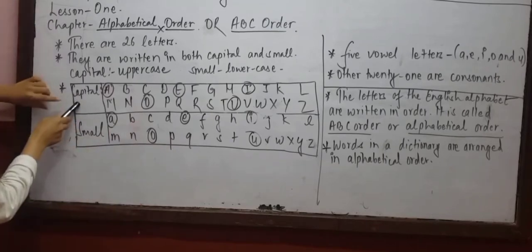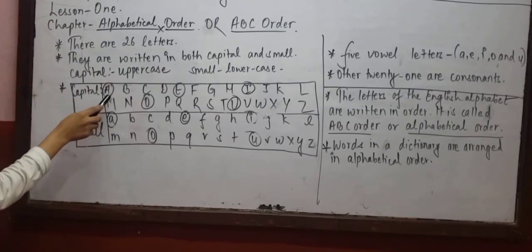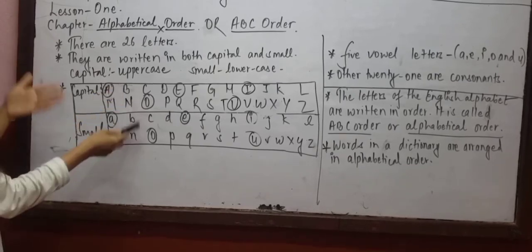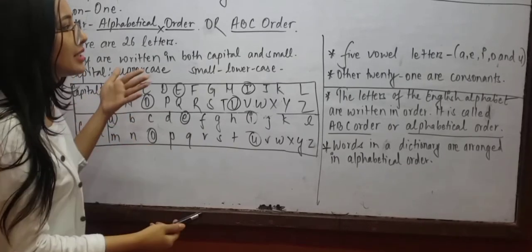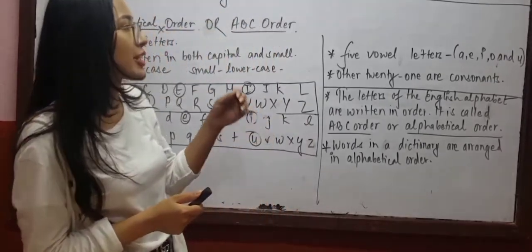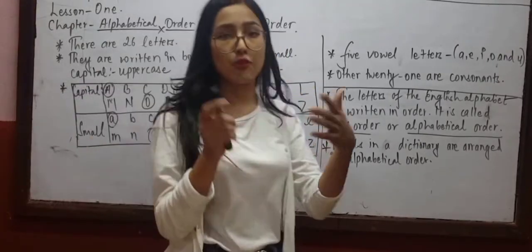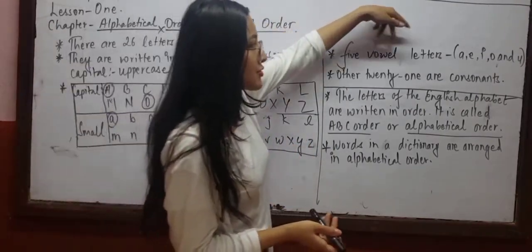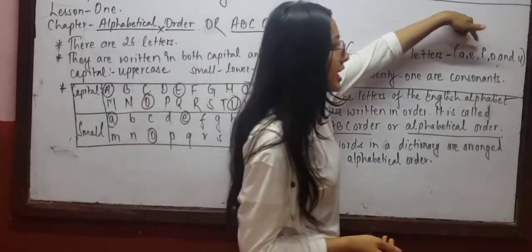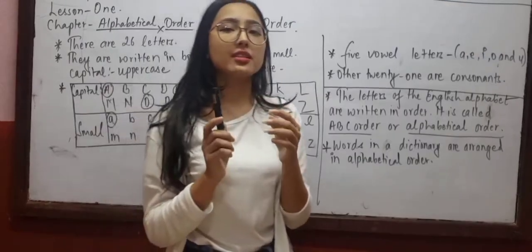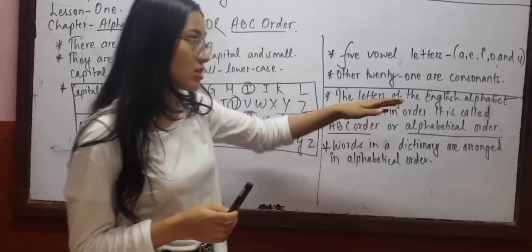Then we have capital letters and small letters. This is how we write capital letters and this is how we write small letters. You can see ABCD written here. And in English alphabets, letters are categorized into two types. They are vowel letters and consonant letters. There are 5 vowel letters in the English alphabet. They are A, E, I, O and U. And the other remaining 21 letters are known as consonant letters.